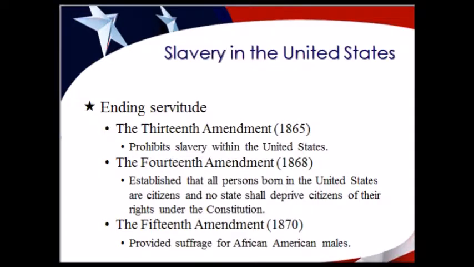Ending servitude. With the passage of the Civil War amendments, slavery and some of the problems slavery had created were abolished. The 13th Amendment, 1865, prohibits slavery within the United States. The 14th Amendment, 1868, established that all persons born in the U.S. are citizens and no state shall deprive citizens of their rights under the Constitution. The 15th Amendment, passed in 1870, established the right of citizens to vote.